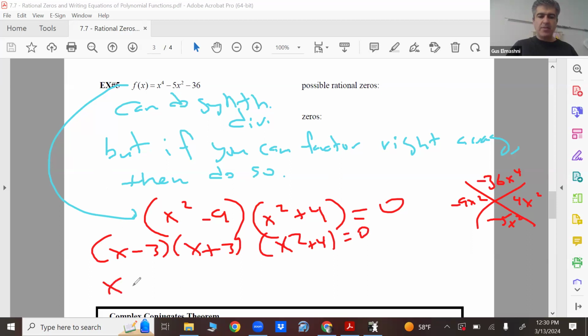Now let's solve each case. What's the first one? It can't be plus or minus, because it's positive 4. It's going to be imaginary, by the way. So x equals 3, x equals negative 3. And in this case, what if I solve this one here? What's that going to be?